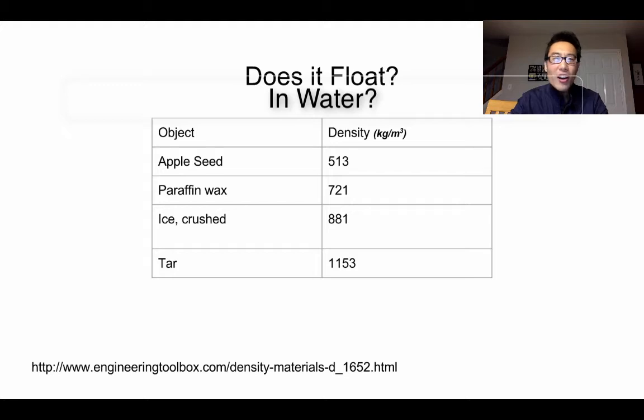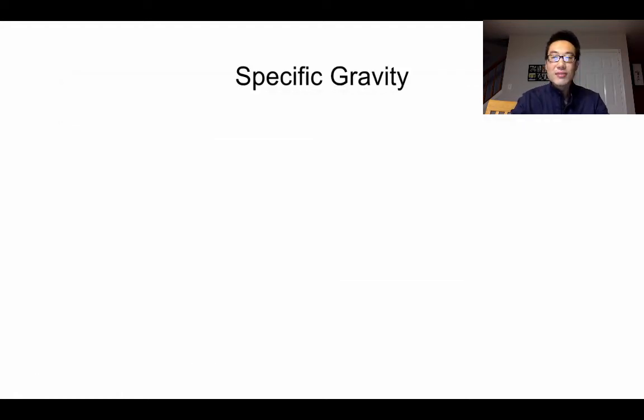How about tar? The things they put on the side of the road or in the road to fix the road, or trap dinosaurs so that after millions of years you can go to the tar pits and still find their remains. Does it float? No, it does not float, because tar is more dense than water. It is above 1,000 kilograms per meter cubed.